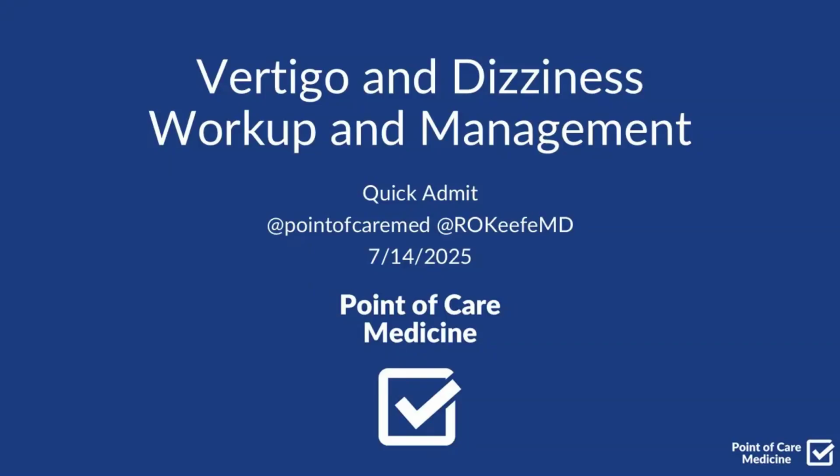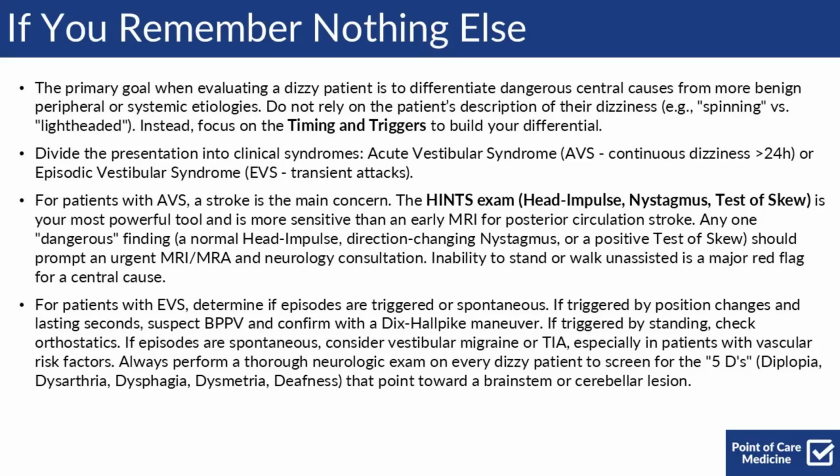Today's Quick Admit episode is a rapid review on the evaluation of vertigo and dizziness in a hospital setting. The primary goal when evaluating a dizzy patient is to differentiate dangerous central causes from more benign peripheral or systemic etiologies. Do not rely on the patient's description of their dizziness, such as spinning versus lightheaded. Instead, your focus should be on the timing and triggers to build your differential diagnosis.